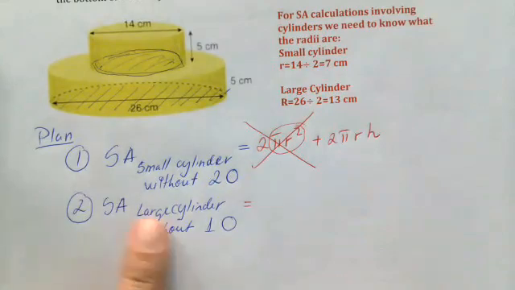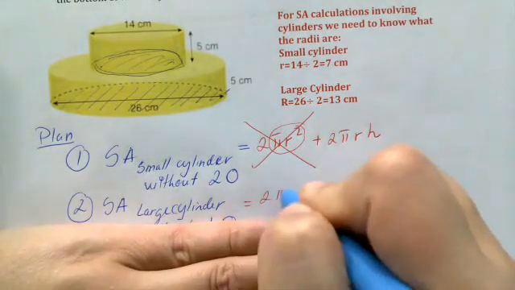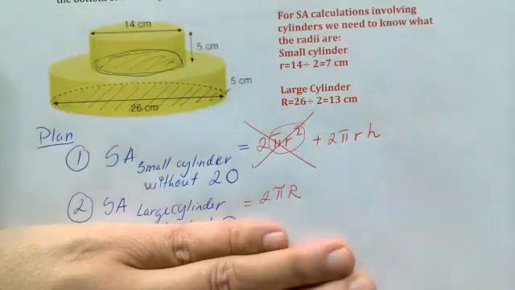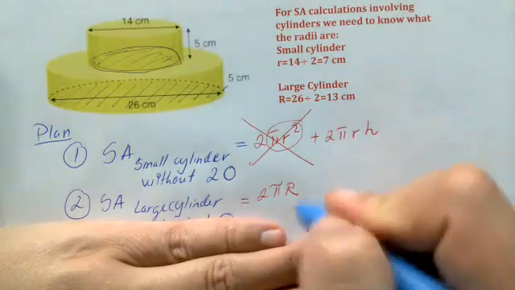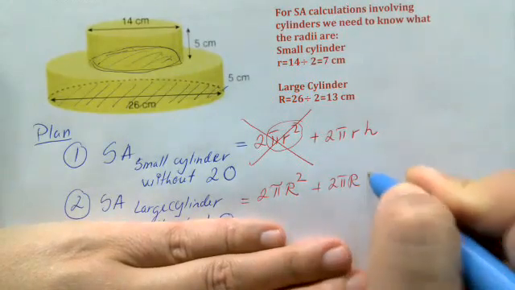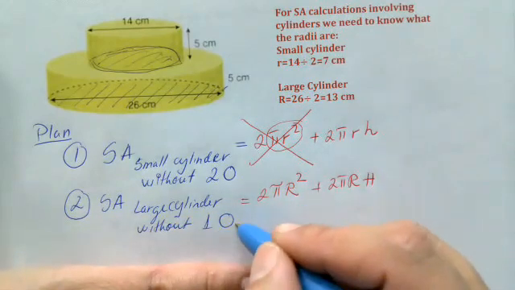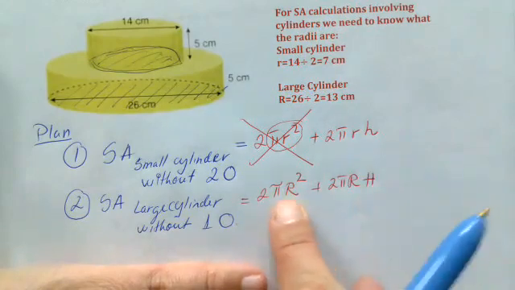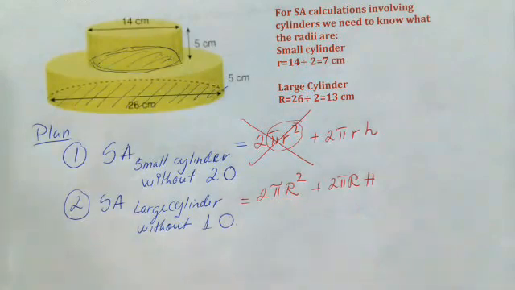Surface area of the large cylinder, again, how does it look? Well, it just means that I have the same formula, 2 pi R squared plus 2 pi R h. I'm going to write the R with capitals so we can distinguish between the 2 cylinders. Now I only want to remove 1 circle. This is the part of the formula that has the circles in it. So if I don't want 2 of them anymore, how do I change the formula?